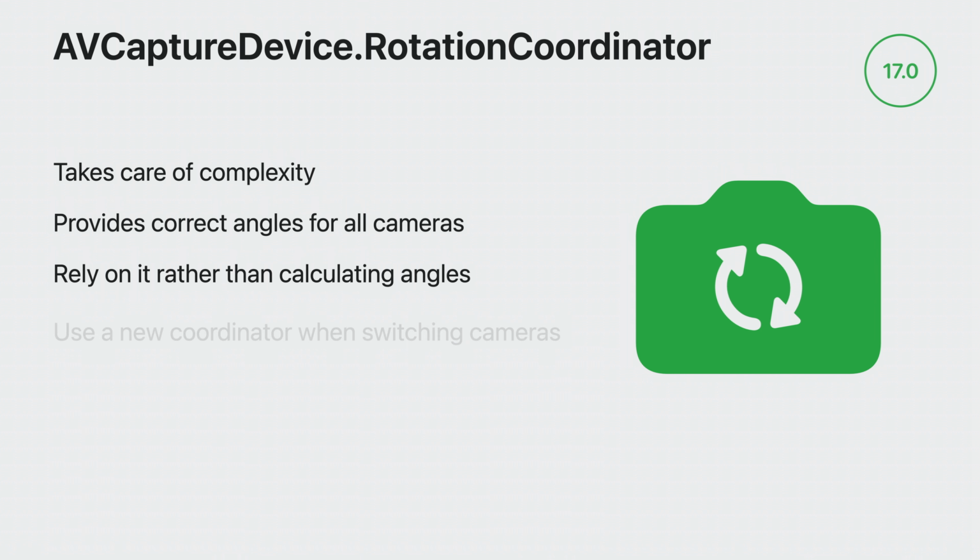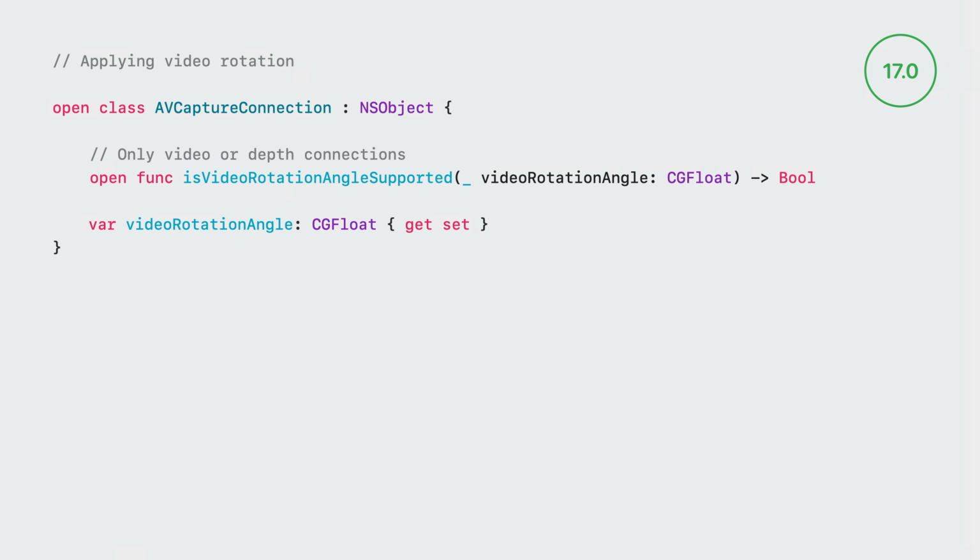As your app switches cameras, be sure to create a new rotation coordinator. To apply video rotation, use the angles the coordinator provides with new API on AVCaptureConnection. Only connections that deliver video or depth media data support rotation. To check whether a connection supports an angle, you can call its isVideoRotationAngleSupported method. To have the connection perform rotation, set its videoRotationAngle property to a supported value.